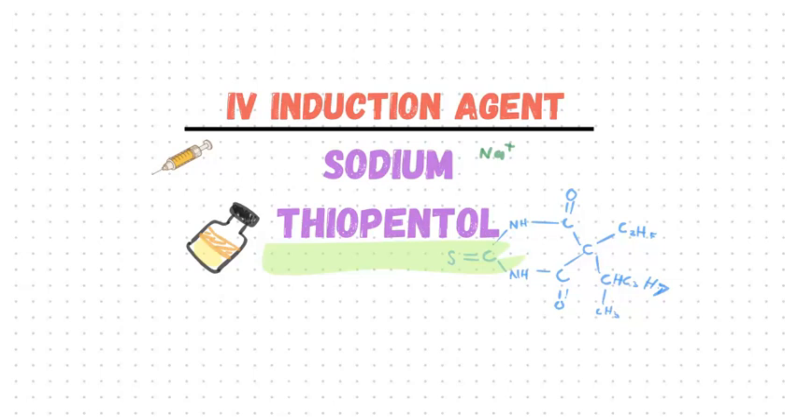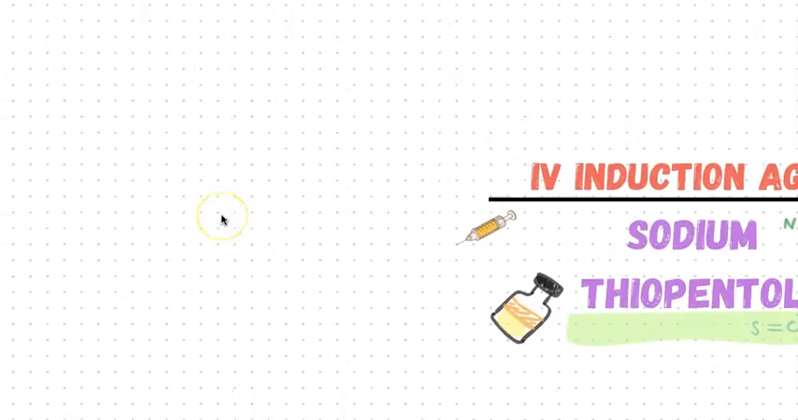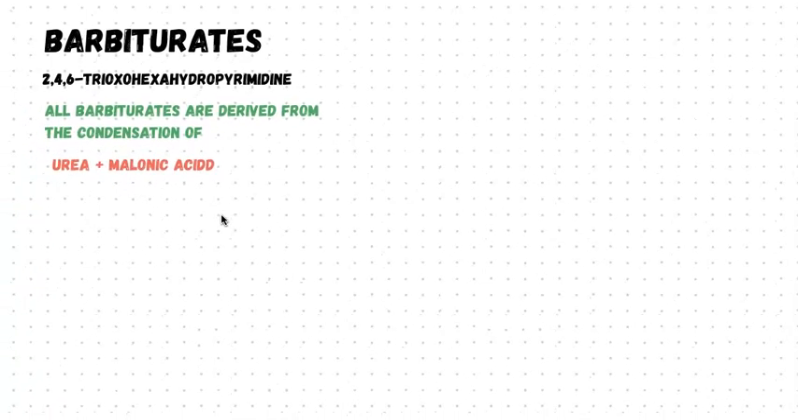In today's video, we are going to talk about one of the most commonly used IV anesthetic agents, sodium thiopental. Before we actually talk about sodium thiopental, we have to first understand where it comes from, what it is, and how it came about. Now, sodium thiopentals are from barbiturates. The parent compound is oxybarbiturate, or the fancier name would be 2,4,6-trioxohexahydropyrimidine. Don't worry, we will go into that. All barbiturates are derived from the condensation of urea and malonic acid.